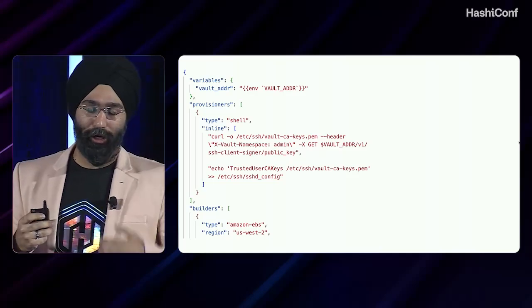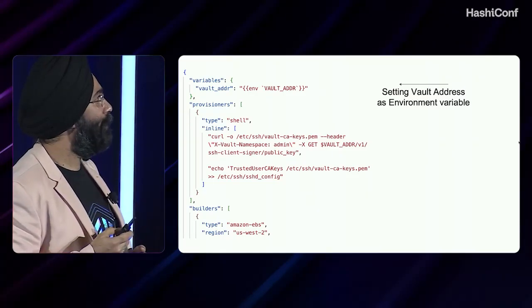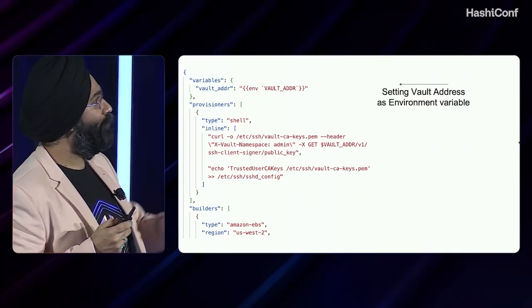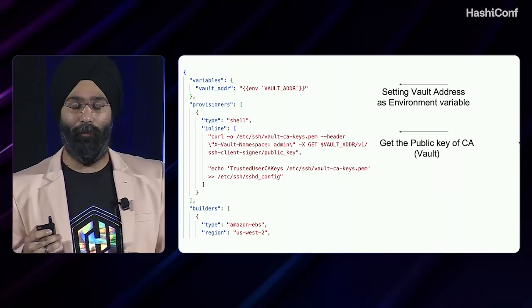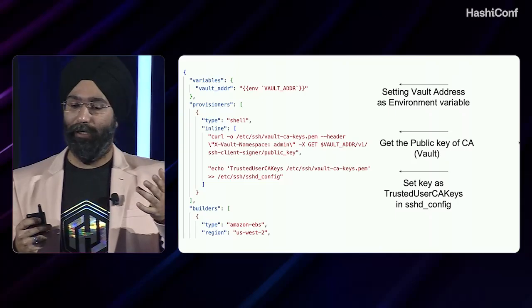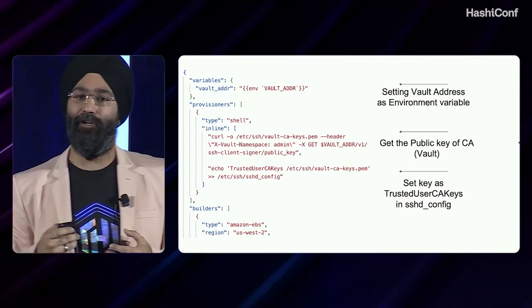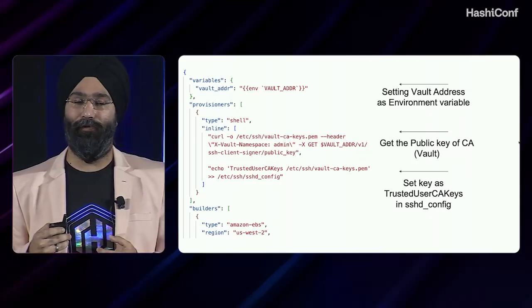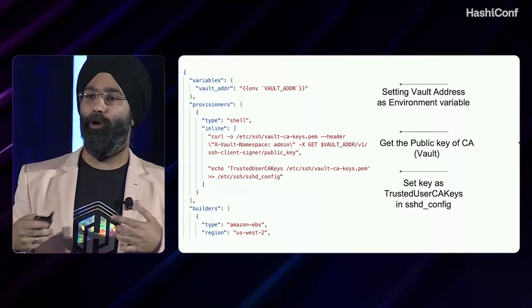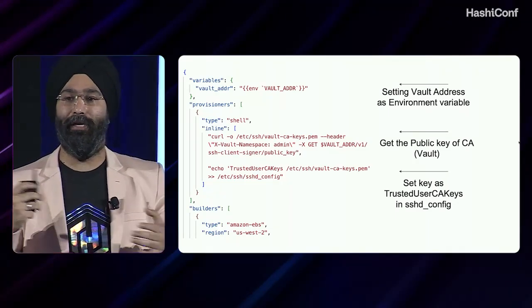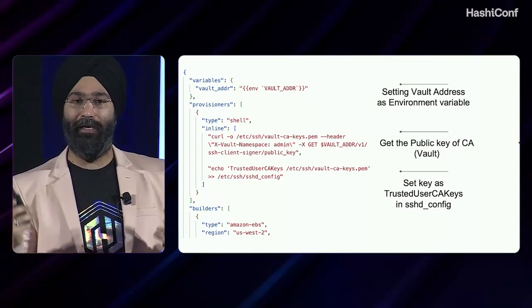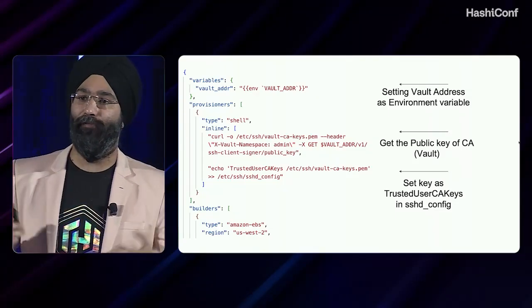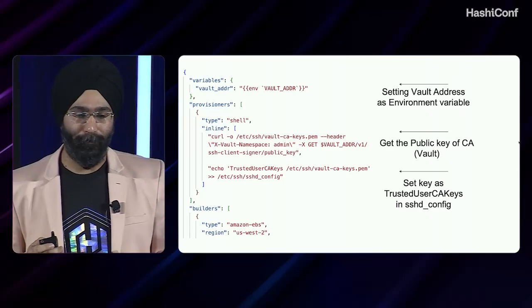Okay, so if we look into the example, this is the Packer JSON file. You'll see that I'm setting the vault address as the environment variable. I'm using a shell provisioner within Packer for getting the public key and setting that public key as a trusted user CA key in my SSHD config. Then you create a golden image using Packer, and you use this golden image to spin up your infrastructure. That way your public key is automatically embedded in every machine you want, right?